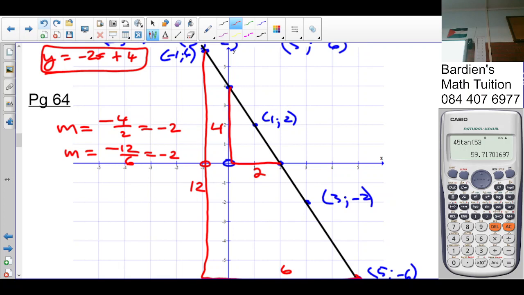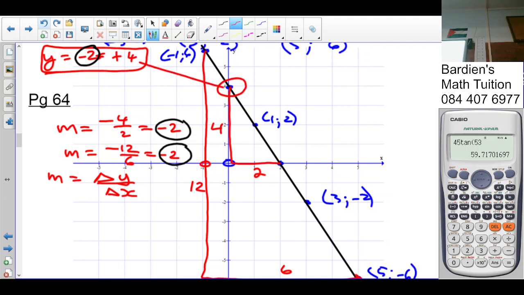Can you see that? So anywhere along that line, the gradient is the same. And if you look at this gradient, it is negative 2. And there is negative 2. Can you see that, people? And how do you work out the gradient? It is delta y over delta x. So change in y over change in x, always. Okay? It's your gradient.